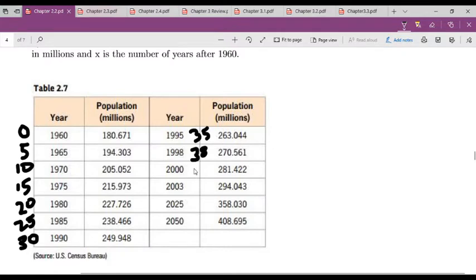Which means that 2000 is actually 40. 2003 would be 43. 2025 would actually be, what, 65? And 2050 would actually be year 90. So here, it started out consistent every 5 years, but it changed, which isn't a big deal. You just have to keep track of that. So what we'll do is we'll put this in list 1, we'll put the population in millions in list 2. Okay, that's all I'm going to go over here and do on the calculator. So follow me on over to the calculator, we'll get that done.